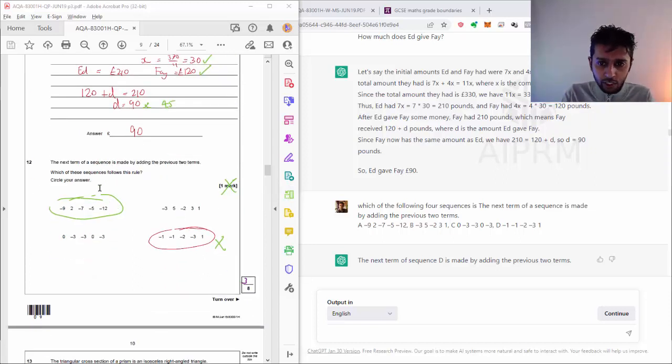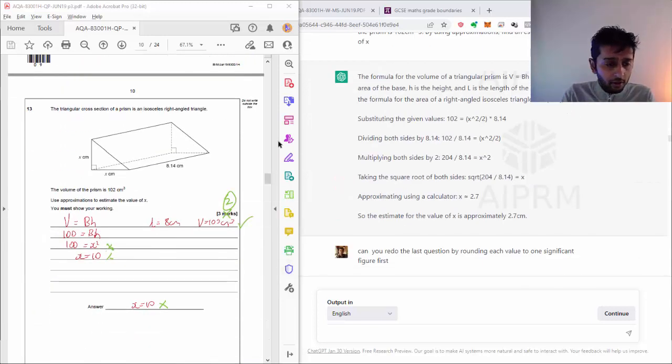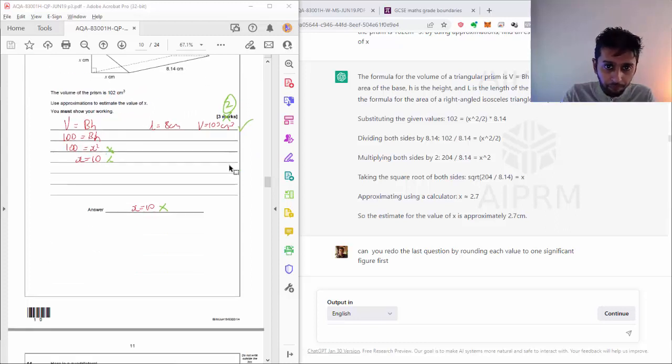This one, I asked it which sequence do we add the 2 previous terms, and it said this one, but the correct answer was this one, so no marks there. Number 13, it got the formula for the triangular prism wrong. And I've put 2 marks, but technically that should be just 1 mark. So it was 1 mark for approximating either of these. So that should be 1 mark.